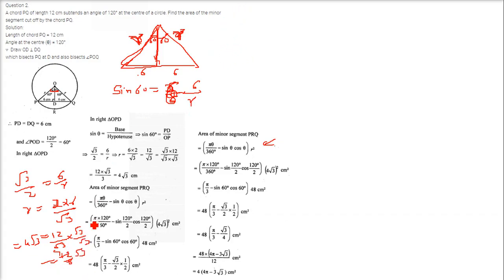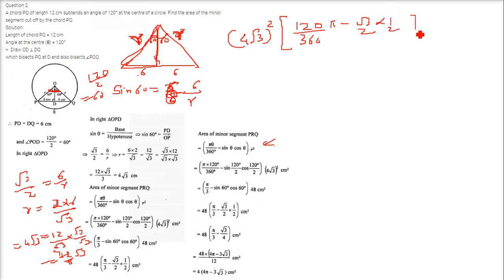Now we'll use the formula, that is r square, which is this 4 root 3 square, where r is 4 root 3. Then theta by 360 into pi, minus sine theta by 2 cos theta by 2. Theta is 120 degrees, so 120 degrees by 360 into pi, minus sine theta by 2 cos theta by 2. So whole theta we have to use 120 degrees. So theta by 2 will be what? 60 degrees. So sine 60, we know the value is root 3 by 2, and cos 120 by 2 is cos 60. Cos 60 is what? It is half.